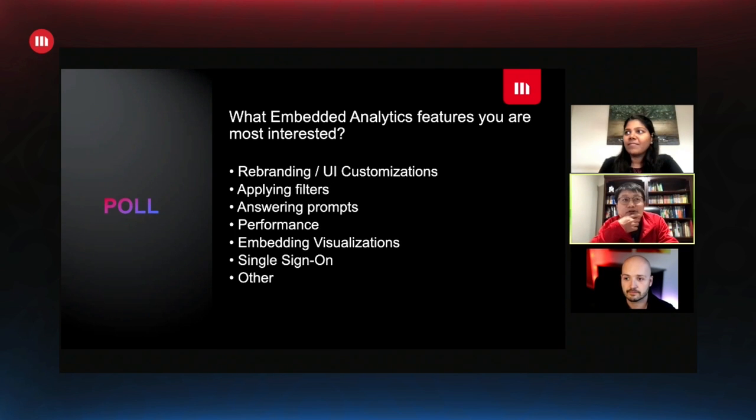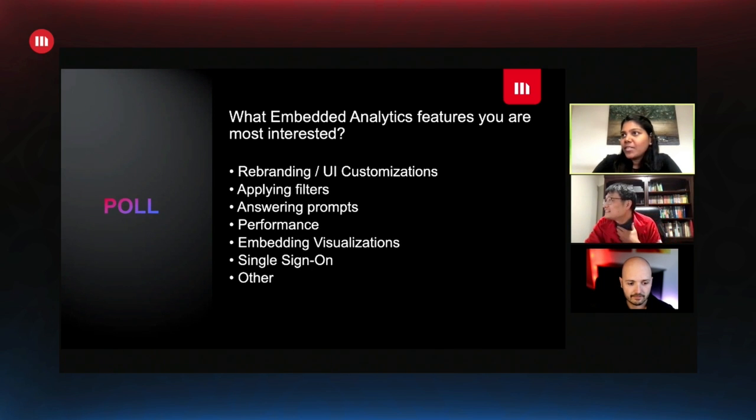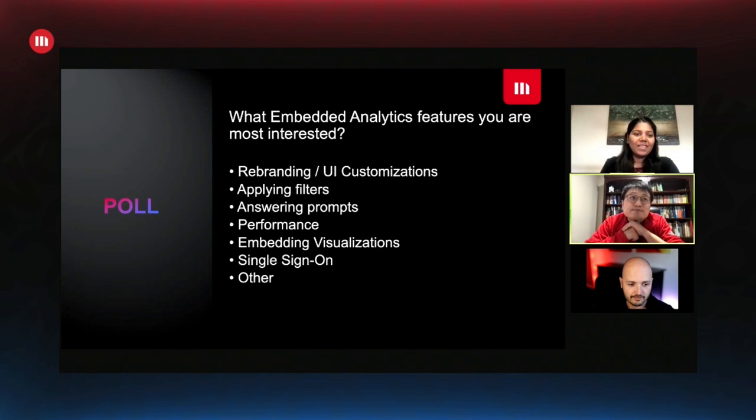Okay, so let's do a quick poll. We will do the rest of the session based on the result of the poll. I published the poll already and I'm awaiting results. I think it'll take 30 seconds for me to view the results. So we want to know what embedding analytics features you are mostly interested in. Are you mostly interested in rebranding, applying filters, answering prompts, performance, embedding single visualizations, multiple visualizations, single sign-on, or any other features? And you can do multi-select.